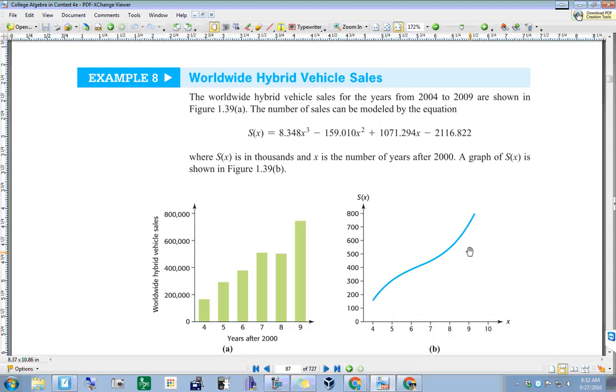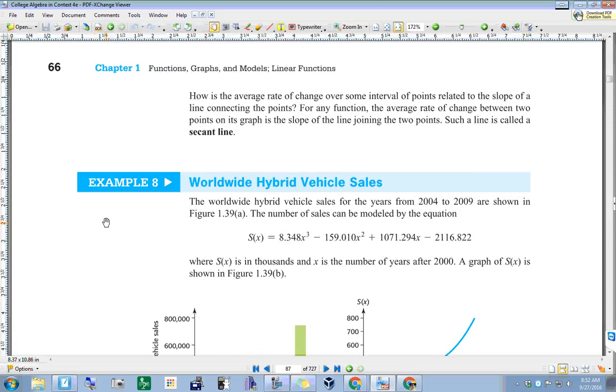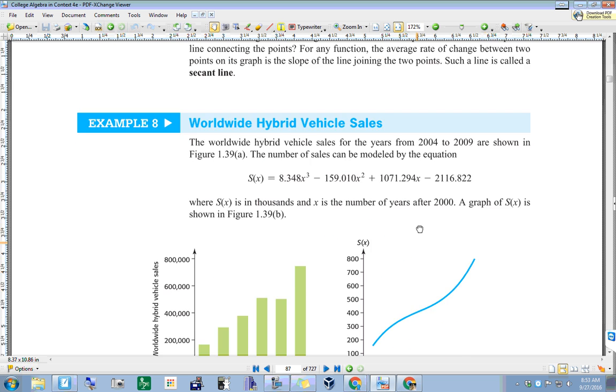Now, what they do call this here, for those of you that are going to go back and do the reading, of course, is the secant line. Average rate of change, it says, for any function, the average rate of change between 2 points on a line is the slope of the line joining the 2 points. We call this the secant line. So you pick 2 points on there, you calculate out the slope, identify what one of the points is, and away you go.